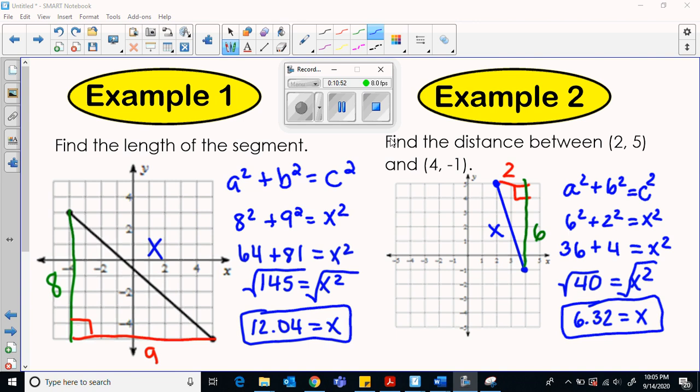Okay, and so remember, in order to find the distance of a diagonal line using the Pythagorean theorem, you just need to draw a horizontal and vertical line to make the right triangle, and then go ahead and find the lengths of those and then plug them into the Pythagorean theorem and solve for the missing value.